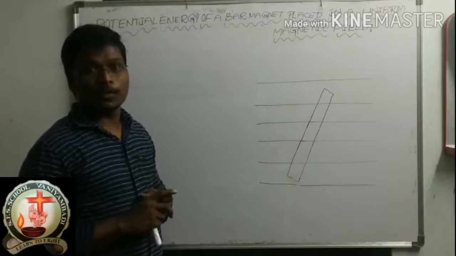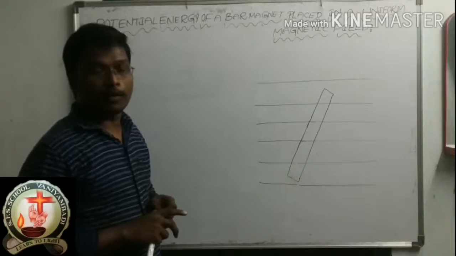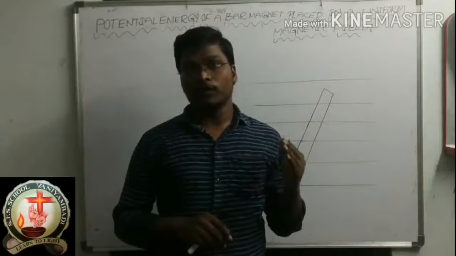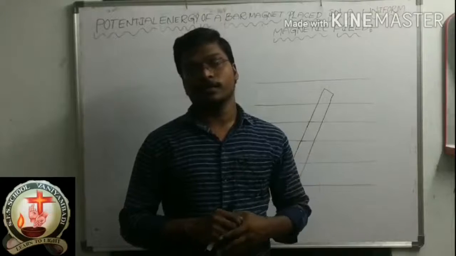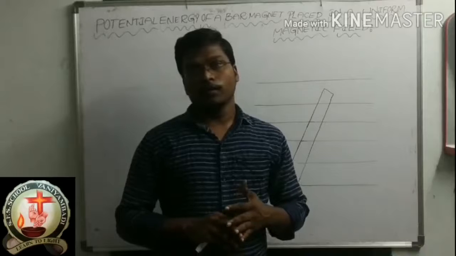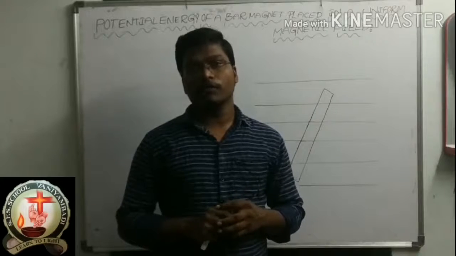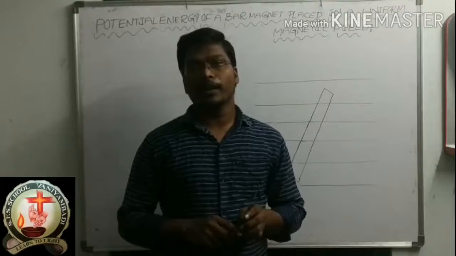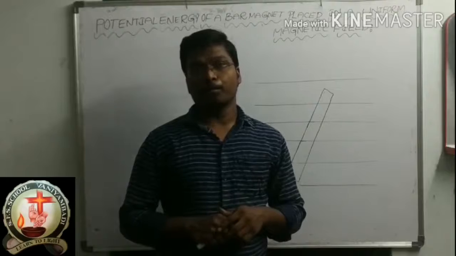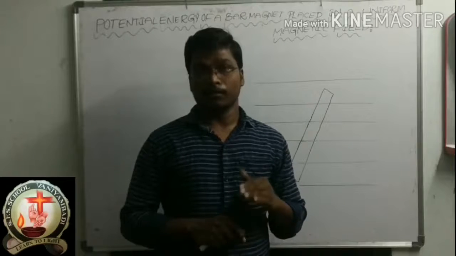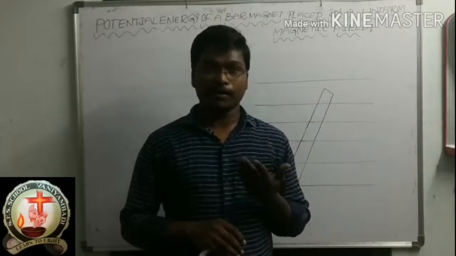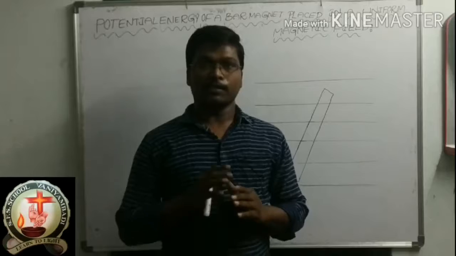What was yesterday's topic? Torque acting on a bar magnet placed in a uniform magnetic field. Correct. We found the expression of the torque in yesterday's class. What is the formula for torque? Torque tau is equal to force into perpendicular distance. Correct. And finally, what was the expression? Tau is equal to PB sin theta. Otherwise, tau is equal to P vector cross B vector. This is yesterday's class.